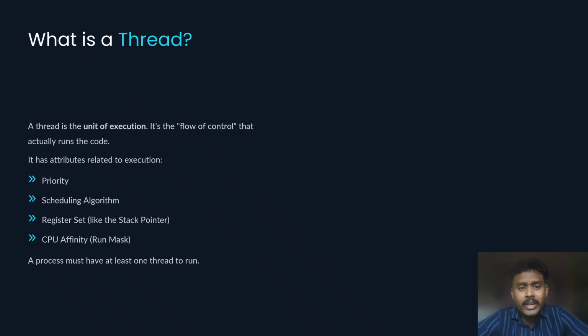And if we move on to the thread, a thread is actually inside a process. A process may contain multiple threads. A thread is just an execution unit. It is the flow of control which is going to actually run the entire code. There are certain attributes related to the execution of a thread. One is the priority. Based upon the priority, the threads get their service time, and then the scheduling algorithm, the register set, and the CPU affinity. Here the condition is that a process must have at least one thread to run. If not, there is no meaning in executing a particular code or performing a particular process.